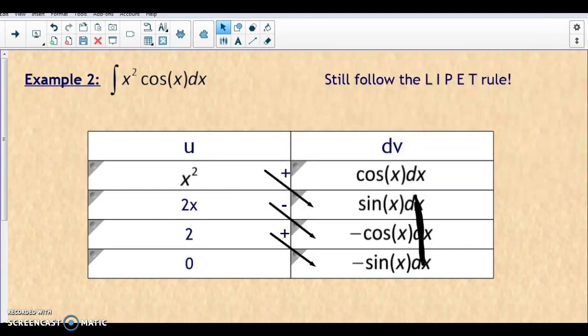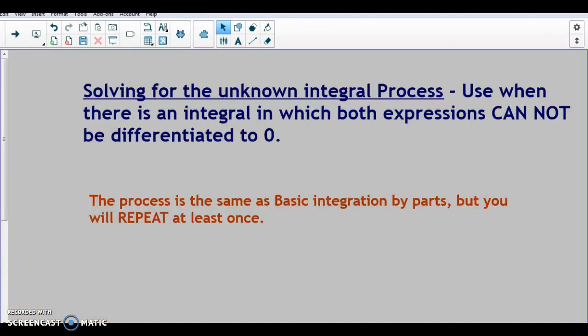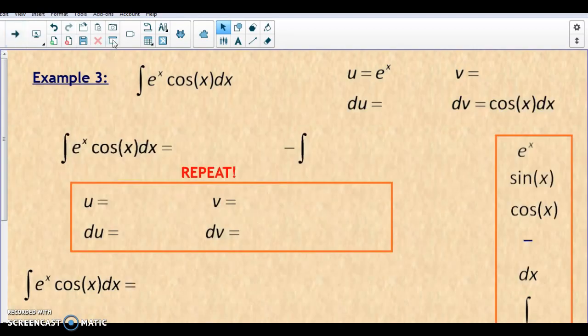Let's go on to the next problem, the next process, and then the next problem. So the next process is called solving for the unknown integral. And this is used when what your u substitution is doesn't ever differentiate to 0, and your dv never goes away either. So you end up having to repeat basically the basic process more than once. Okay, so this type of problem will happen generally when you have something that's exponential and something that's trig. This is the most common.